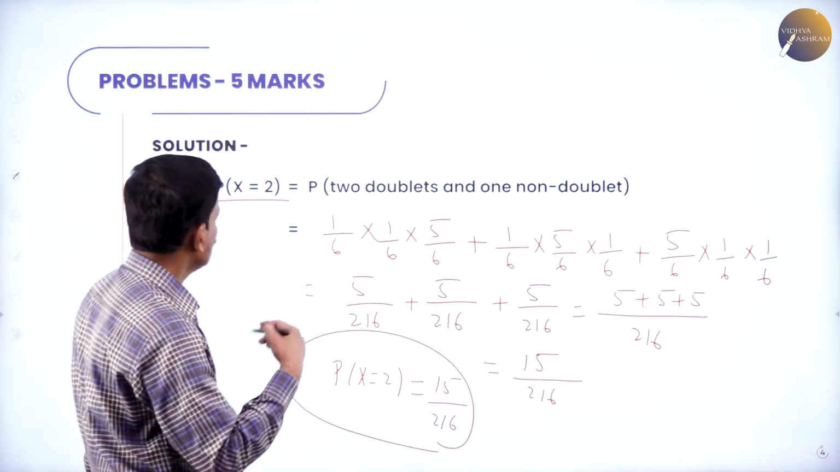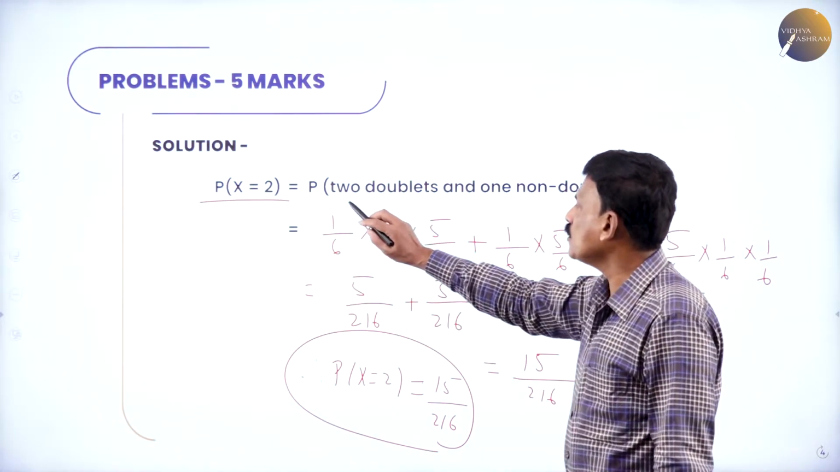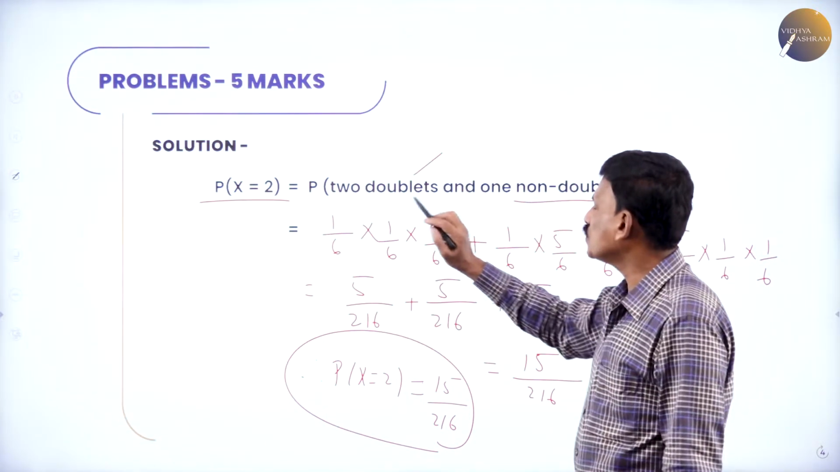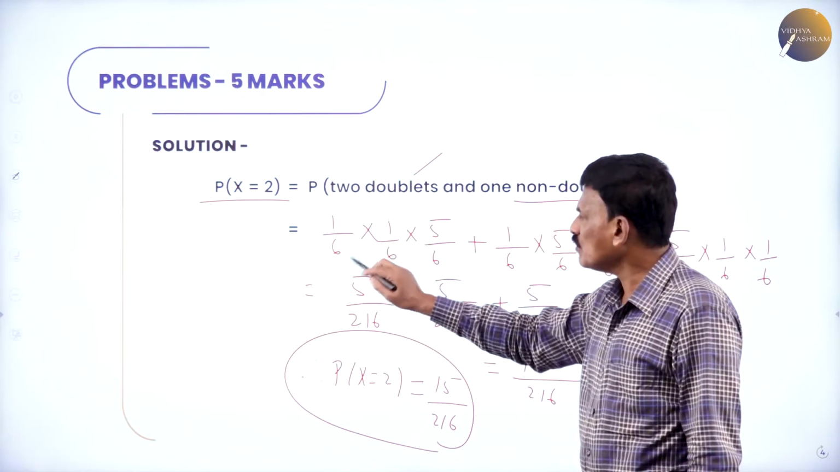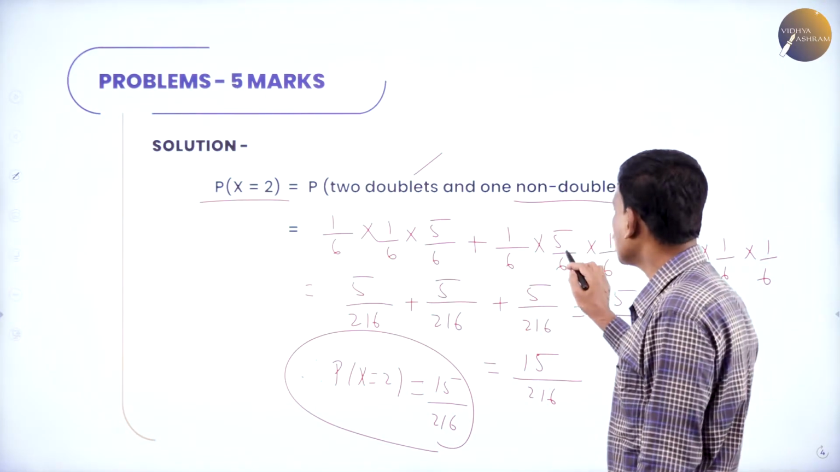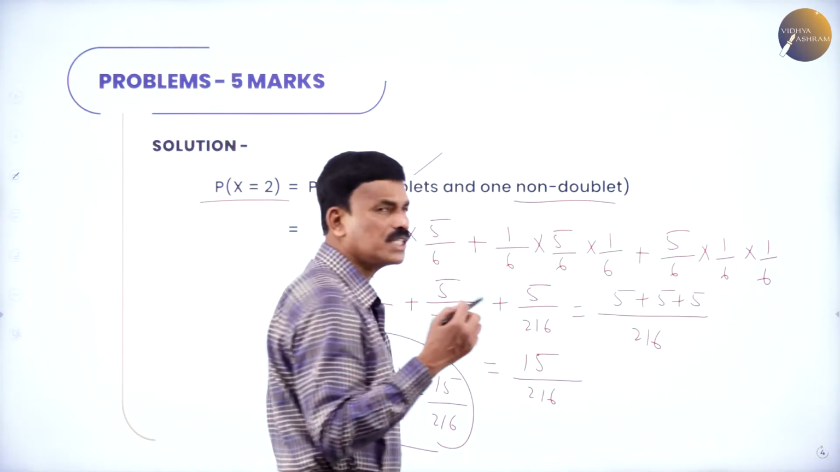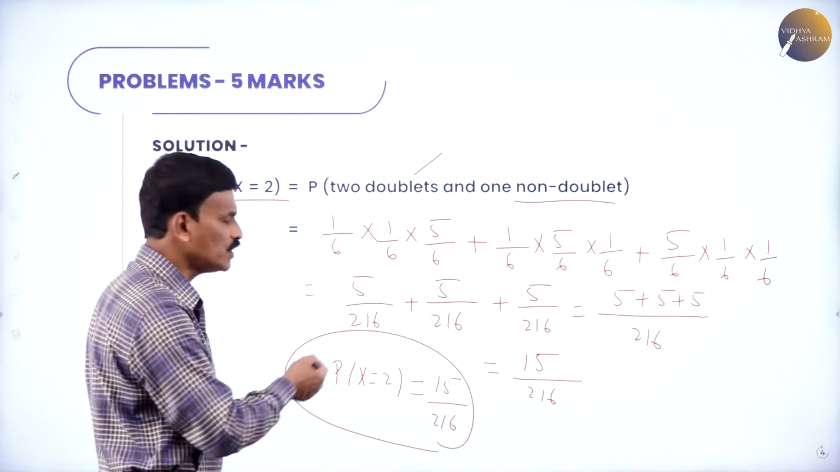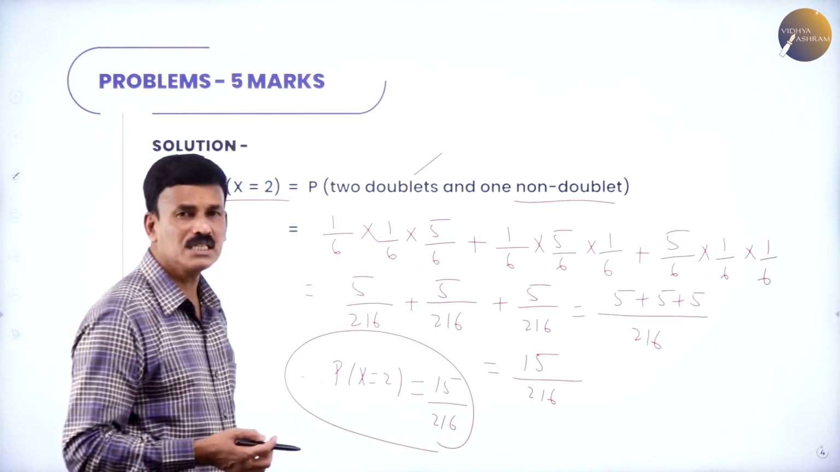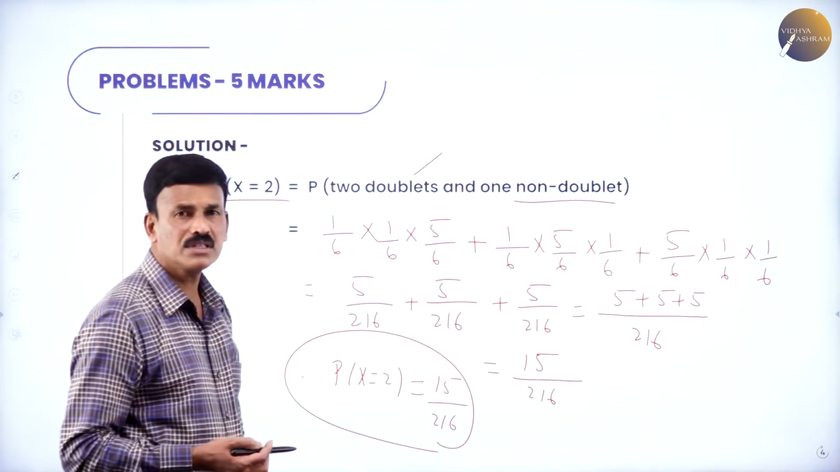Okay. Now, the last. So, I hope you are understanding. So, just listen to me. The probability of x is equal to 2 means probability of two doublets and one non-doublet. So, that means two doublets are 1 by 6 into 1 by 6, non-doublet is 5 by 6. Plus, similarly, first one is a doublet, second one is not a doublet and third one is not a doublet. Plus, similarly, first throw is not a doublet, second and third throws are doublets. So, therefore, we are going to get 5 by 216 plus 5 by 216 plus 5 by 216 is equal to 15 divided by 216. So, therefore, probability of x is equal to 2 is 15 divided by 216.